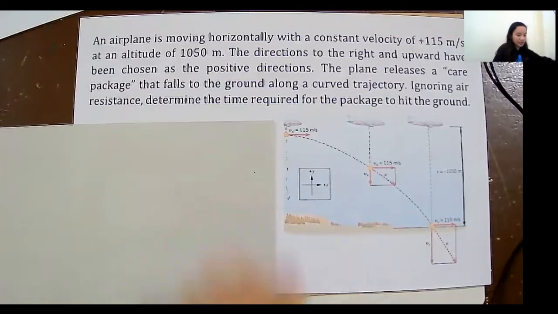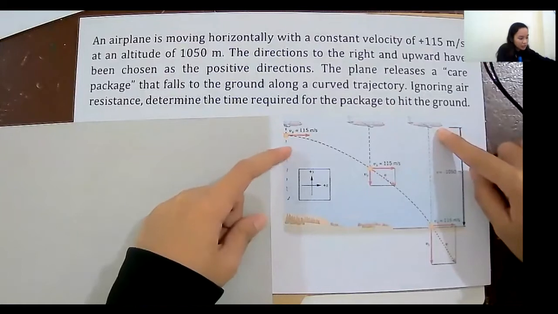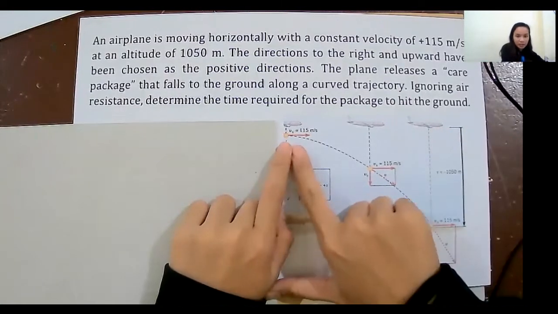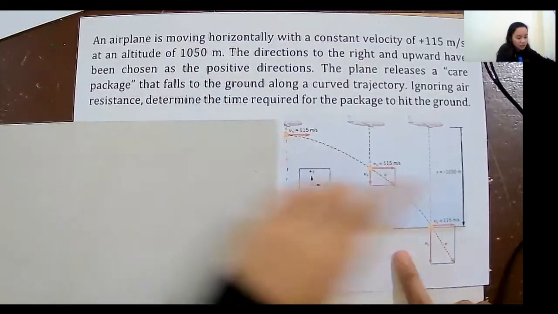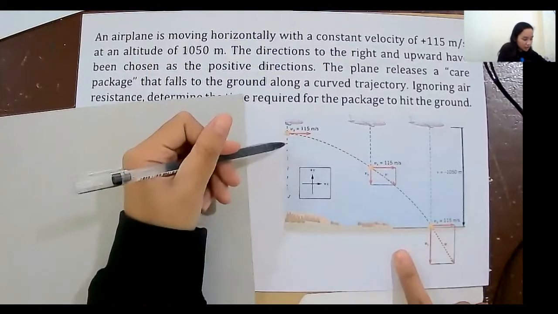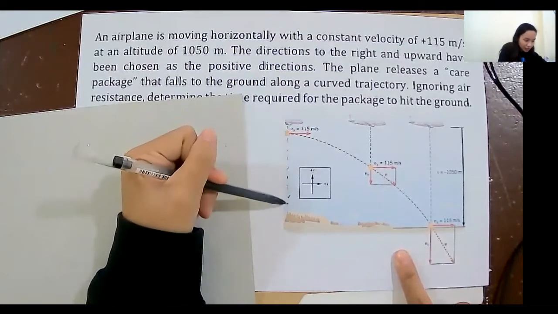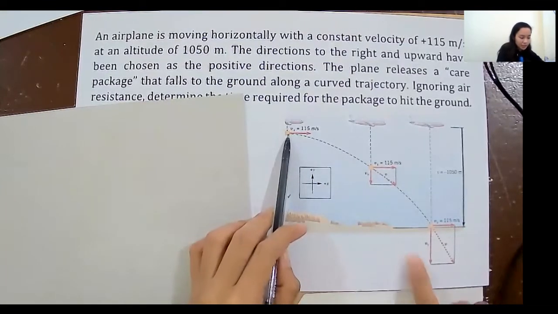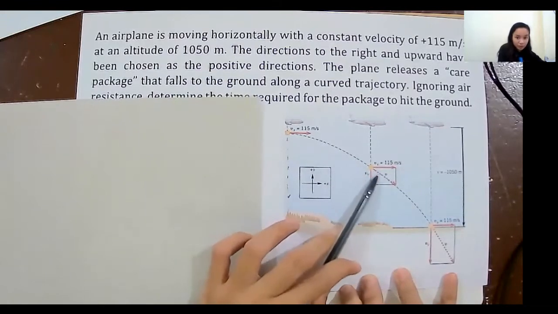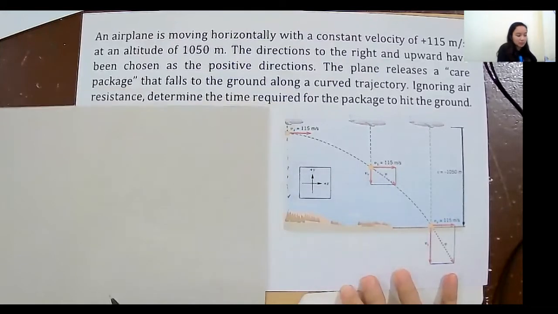Okay, so in this case, we have here an airplane. Horizontally moving yung airplane natin, and then it releases a care package. This one is the package, and then it follows a curved trajectory. So the movement of the package is not directly vertically hitting the ground. Hindi siya gidrop directly, na mahulog siya diretso. Kasi since the airplane is moving, yung package natin will follow a curved trajectory. This is the curved trajectory followed by the care package.